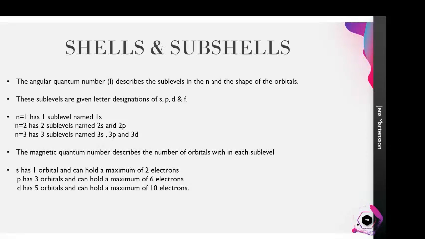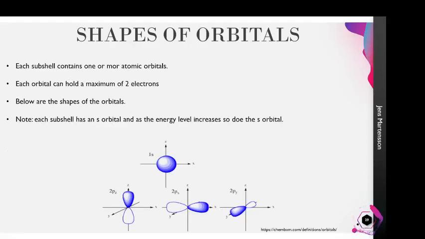Alright, and the magnetic quantum number gives the number of orbitals within each sublevel. So s has 1 orbital and can hold a maximum of 2 electrons. p has 3 orbitals and can hold a maximum of 6 electrons, and d has 5 orbitals and can hold a maximum of 10 electrons.